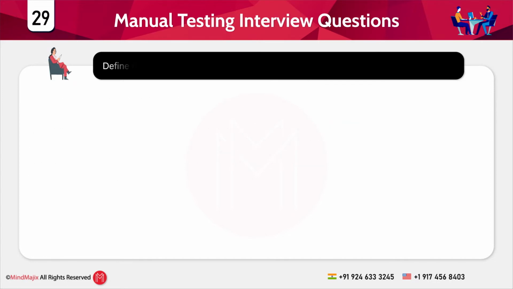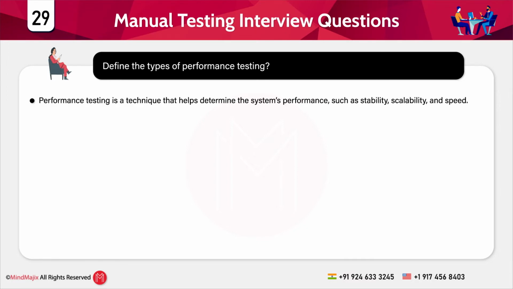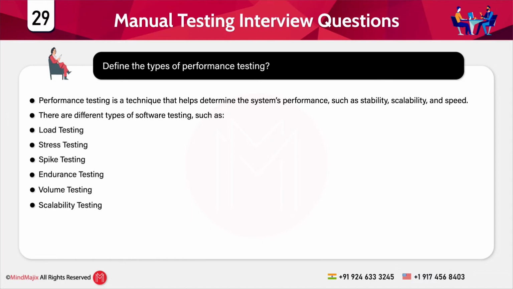The next question is, define the types of performance testing. Performance testing is a technique that helps determine the system's performance such as stability, scalability, and speed. There are different types of performance testing techniques over here, such as load, stress, spike, endurance, volume, and scalability. So let us discuss these techniques one by one.